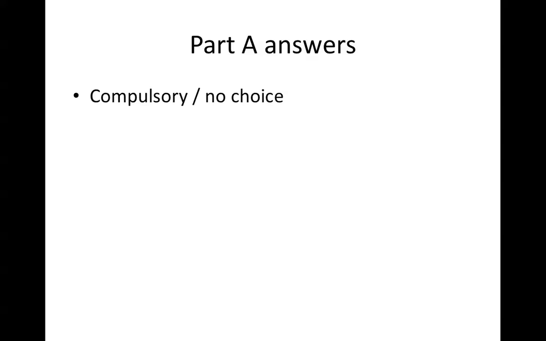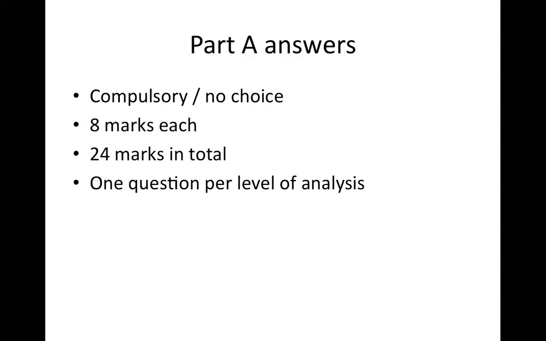The first thing you need to know is that those questions are all compulsory. There's no choice. Whereas in part B you do have a choice, in part A there is no choice. You need to answer every single one of those 3 questions. That means you need to know everything. It's really to check your knowledge of psychology. So as I said, they are worth 8 marks each, 24 marks in total. And there will always be one question for each level of analysis. So that means one question will be about the biological level, one about the cognitive level, and one will be social-cultural level.